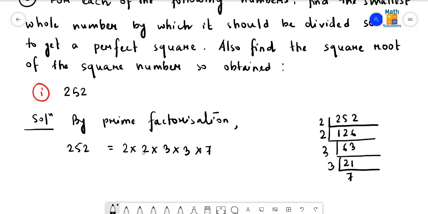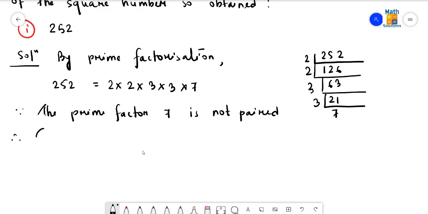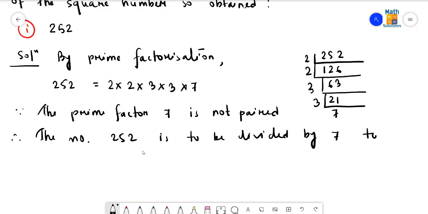a perfect square. So I'm going to write here, since the prime factor 7 is not paired, therefore the number 252 is to be divided by 7 to make it a perfect square.